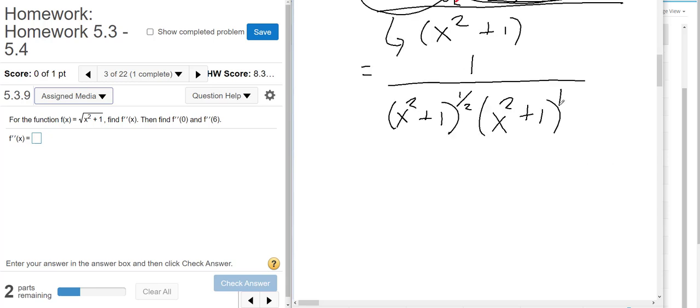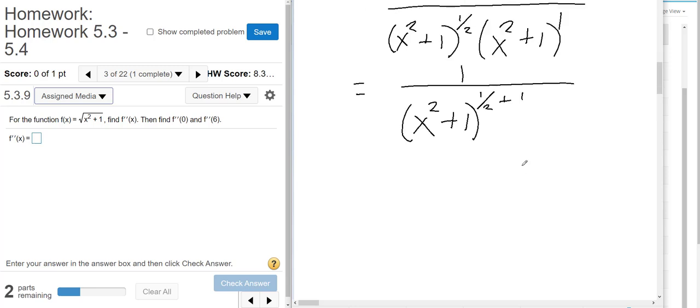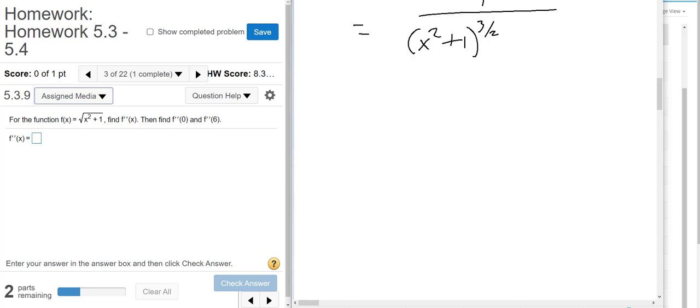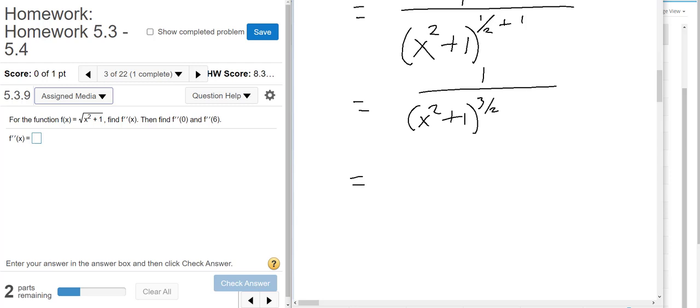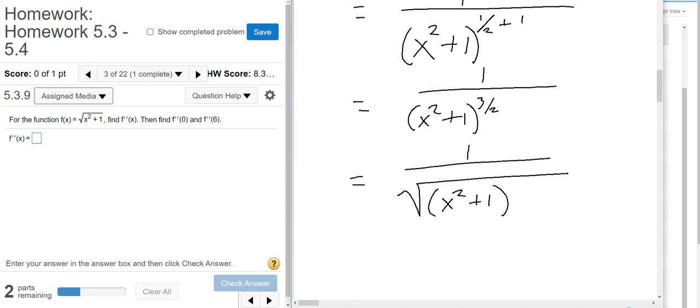So remember, I have to add these exponents. So it's going to be 1 over x squared plus 1 to the 1/2 plus 1, which is 1 over x squared plus 1 to the 3/2, which is 1 over the square root of x squared plus 1 cubed.